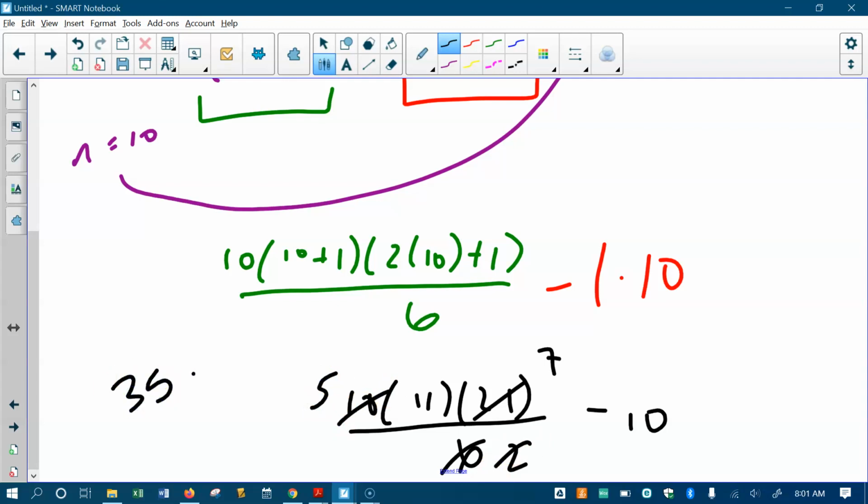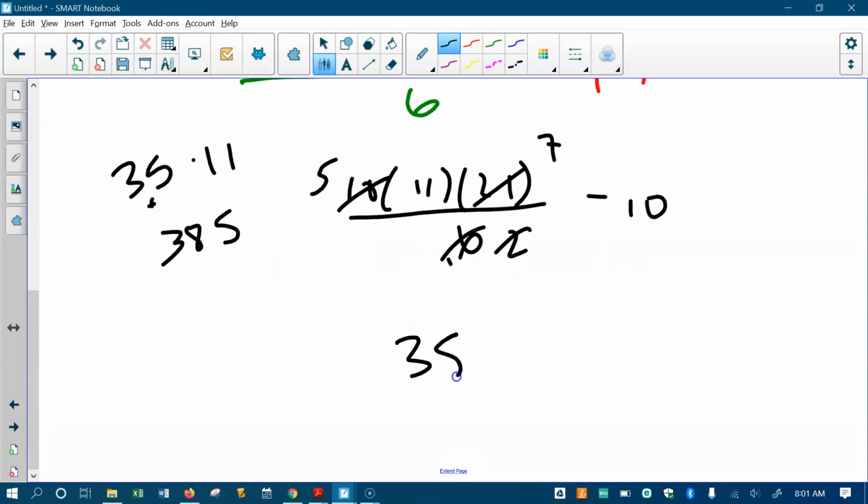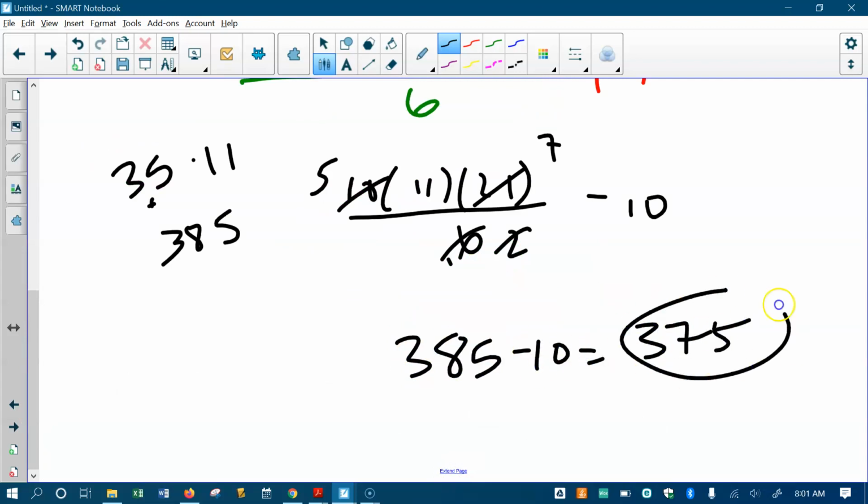And 35 times 11, well, when I multiply by 11s, I can do 5, then I add these two numbers, and then I get 8, and I get a 3. So I get 385 minus 10. 385 minus 10 equals 375.